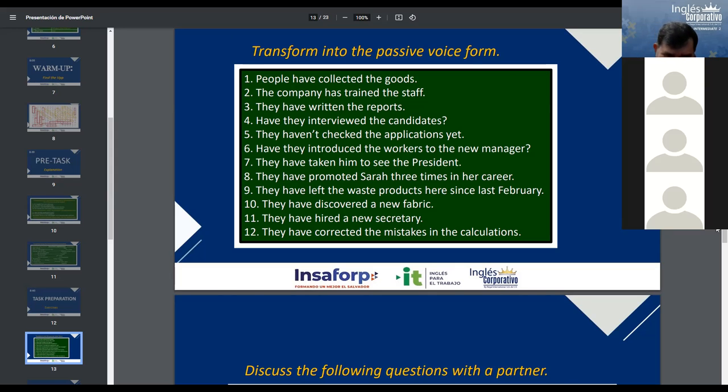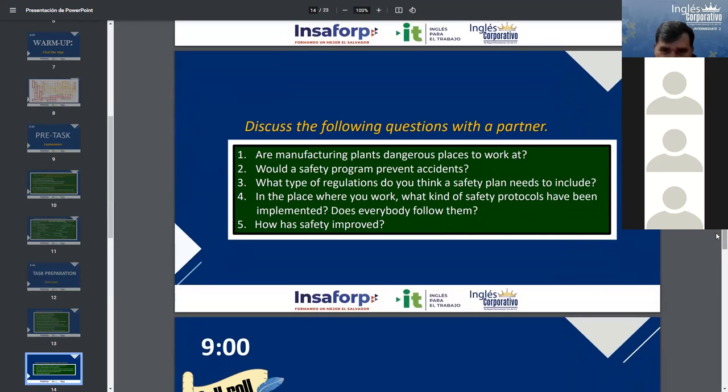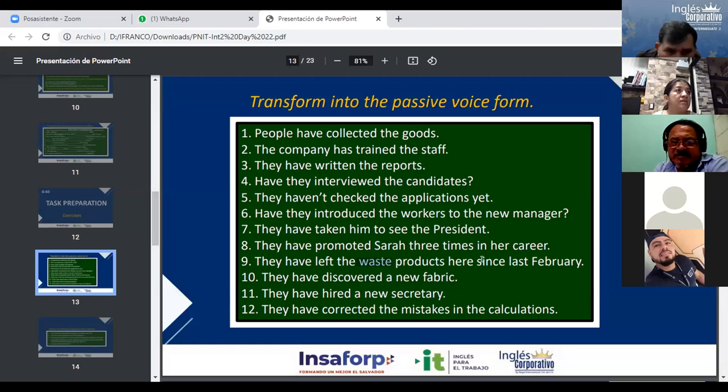Okay. Discuss the following questions. The waste products have been left here since last Friday. The waste products have been left here since last February. Different. The waste products have been left here since last February.